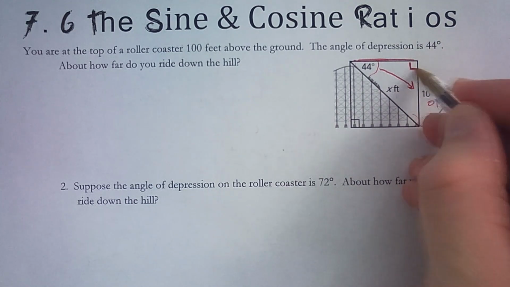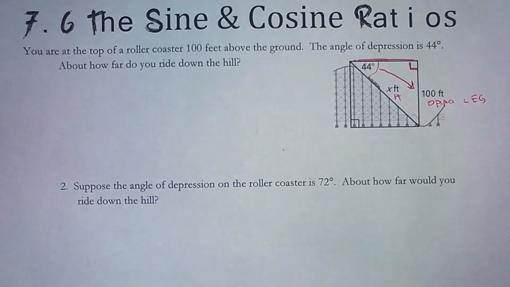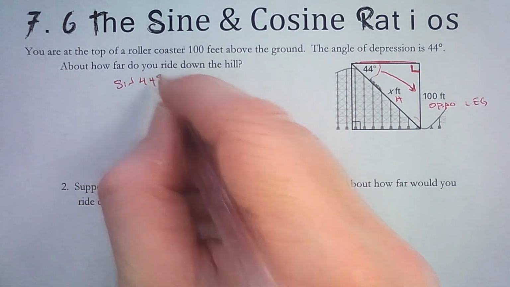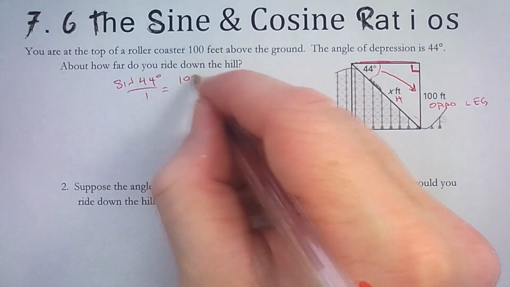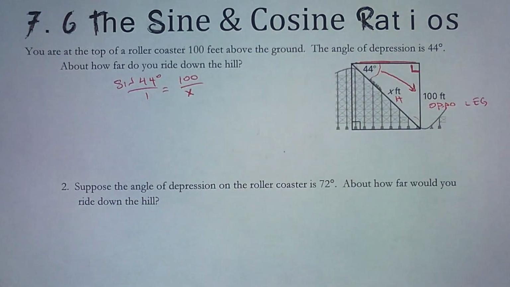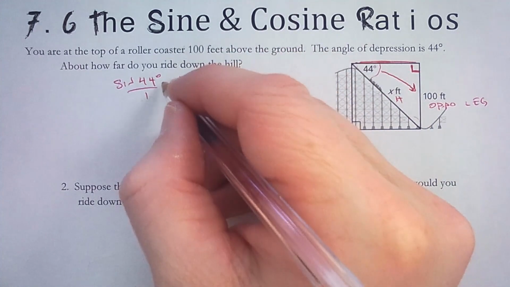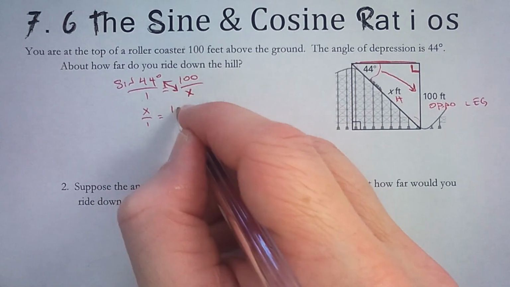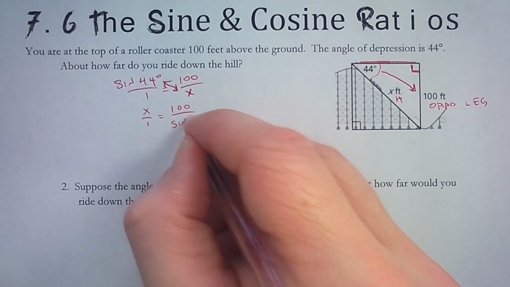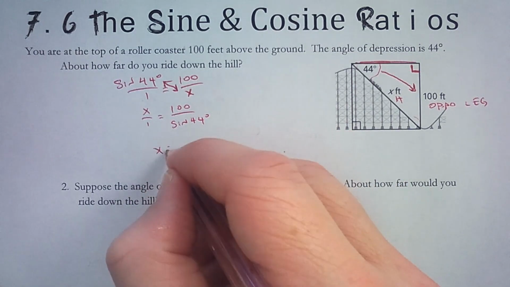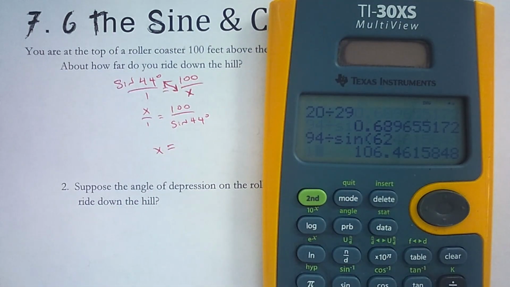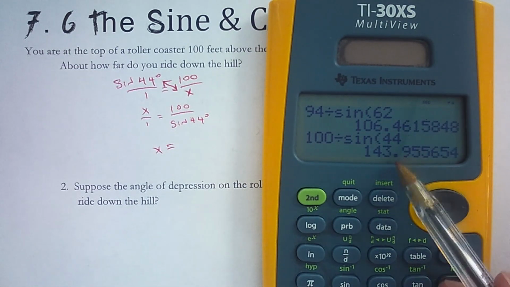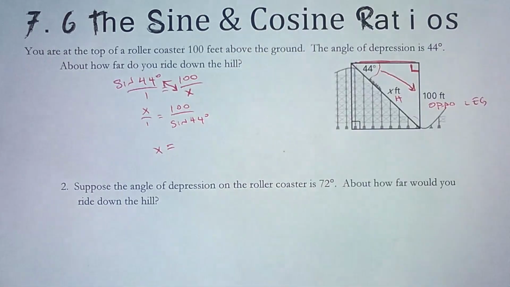There's our right angle right here. X is the hypotenuse. So opposite leg and hypotenuse, that means we're going to use sine. Sine 44 degrees is to 1, as the opposite leg is to the hypotenuse. Once again, we have x in the denominator, so we are going to switch these and divide. So x is to 1, as 100 is to sine 44 degrees. So in our calculator, we do 100 divided by sine 44, and that is 143.96 feet.